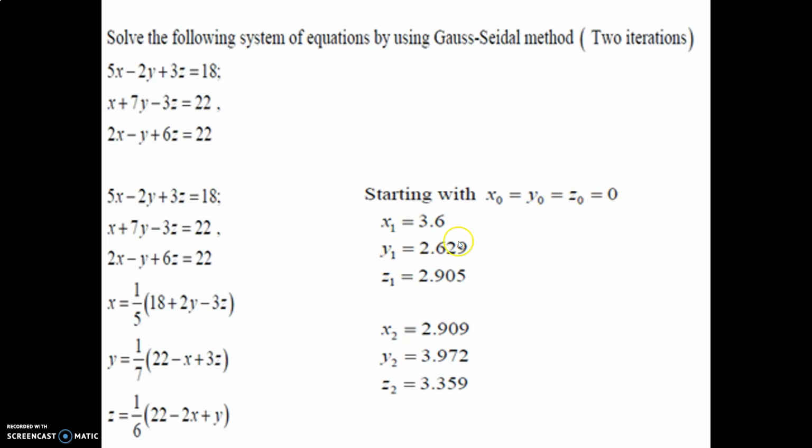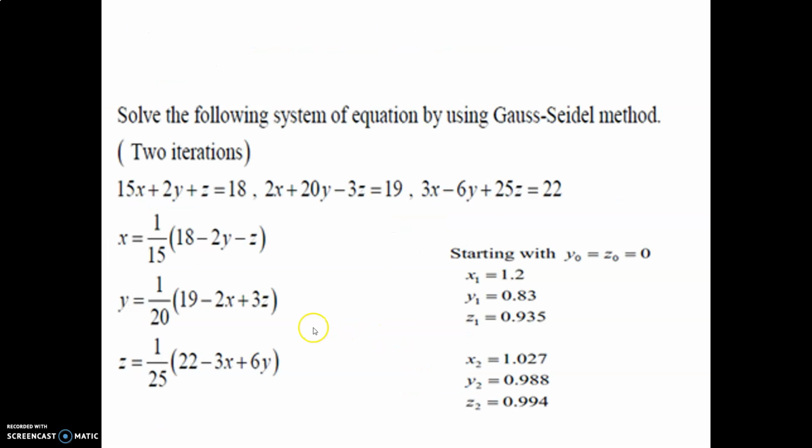Put initial root 0, x1 3.6, y1 2.629, z1 2.90. Resubstitute this value in this equation. We have to derive x2 2.909, y2 3.972, z2 3.359.